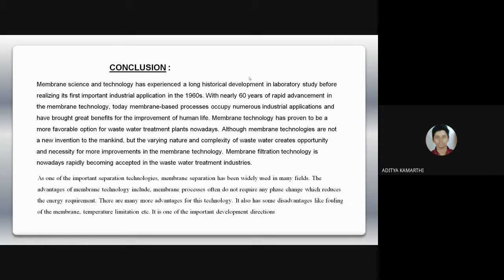Membrane filtration technology is nowadays rapidly becoming accepted in the wastewater treatment industries. As one of the important separation technologies, membrane separation has been widely used in many fields. The advantages of membrane technology include that membrane processes often do not require any phase change, which reduces the energy requirement. There are many more advantages for this technology. It has some disadvantages like fouling of the membrane, temperature limitations, etc. It is one of the important development directions. On to the next slide.